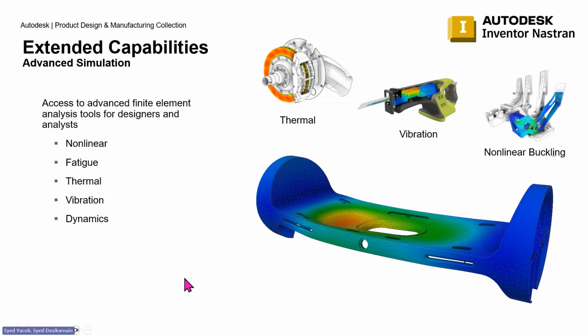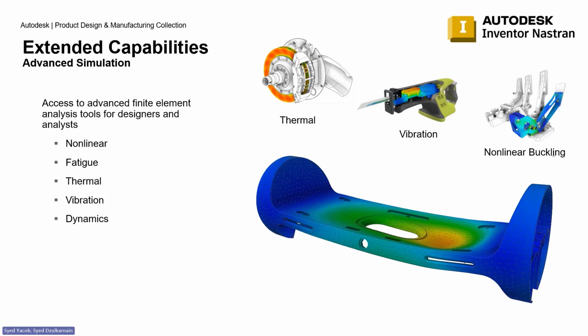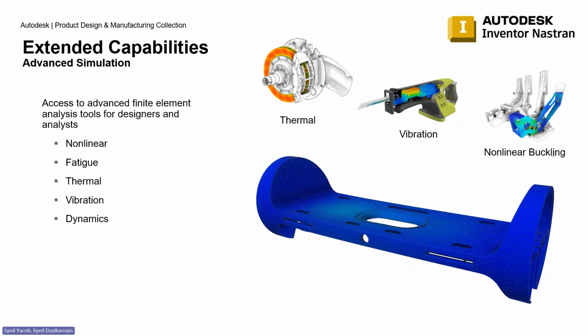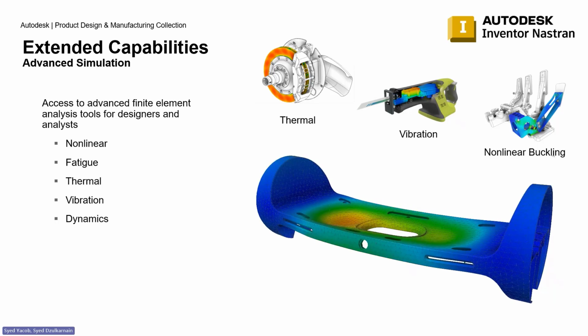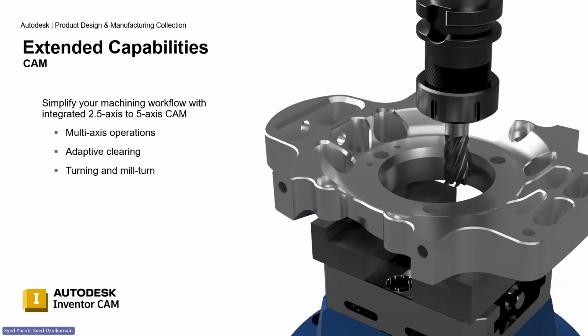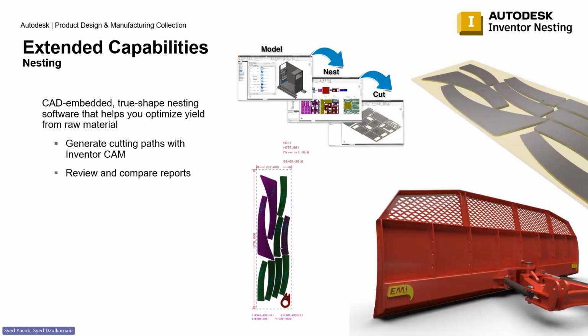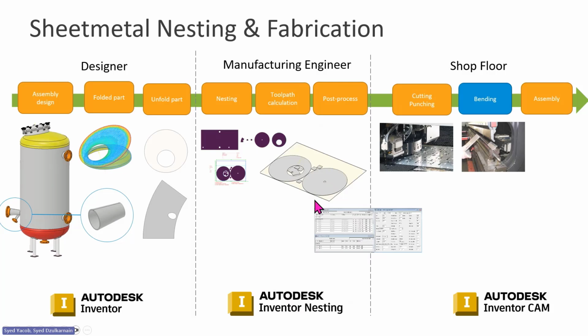So you can test to see where the weak points or the critical areas are. Everything in PDMC, or Product Design and Manufacturing Collection, can do all the linear, non-linear, thermal, vibration, and also dynamic simulations. And also a bit of machining and a bit of nesting, where you have assemblies and then your assemblies need to be cut into shapes, right?